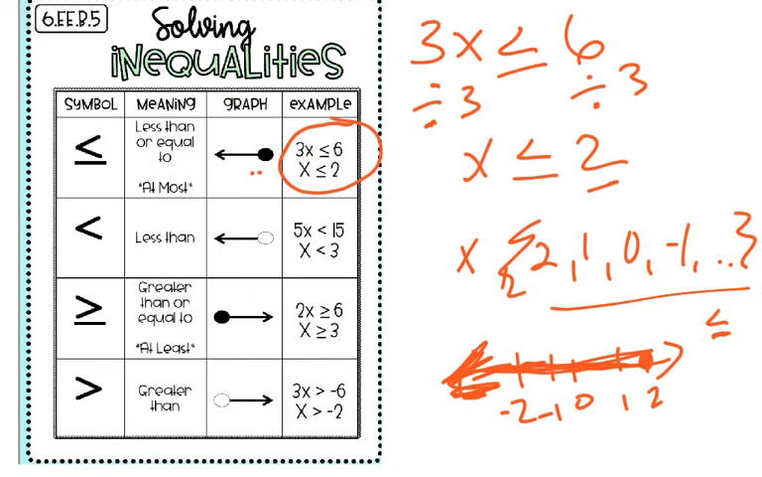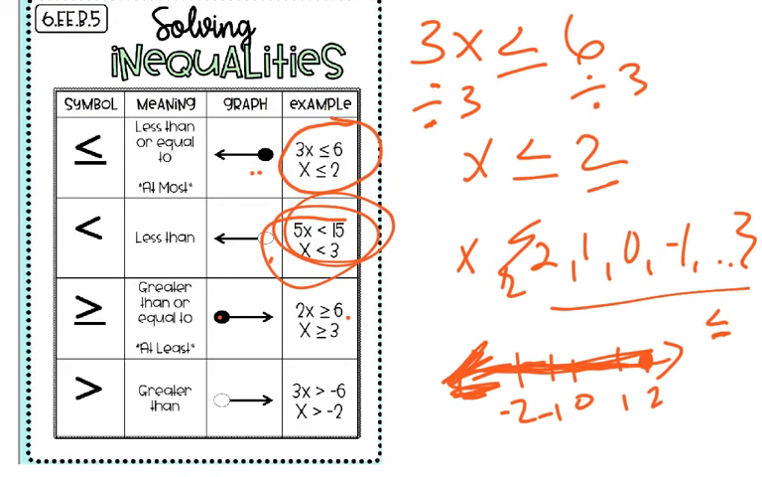If it is just a less than, like we have in this example, then the circle is open. So it's not including that number. It's everything less than that number. Same thing with greater than or equal to. If you're including that number in your solution, you're going to shade in the circle on your number line. If it is just a greater than, then it's going to be an open circle. And then you're shading everything to the right of it.